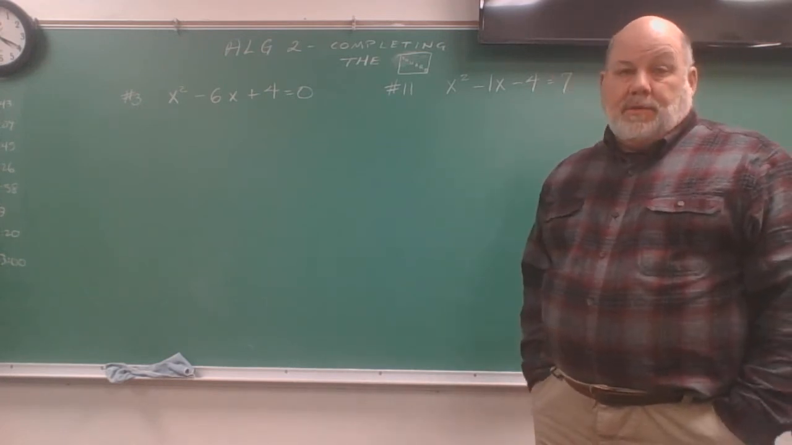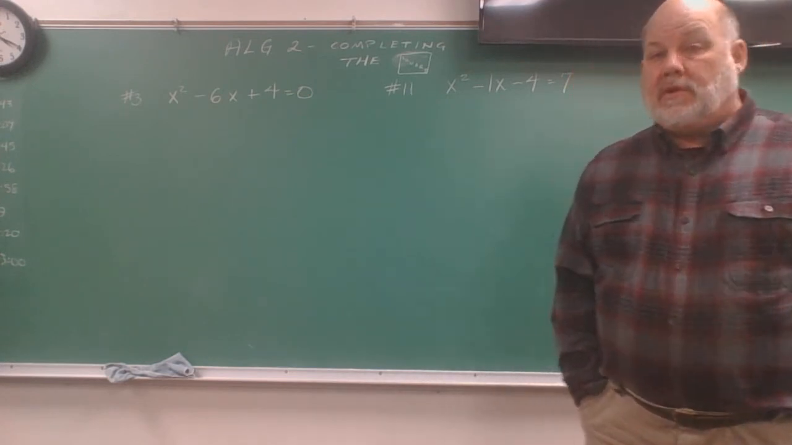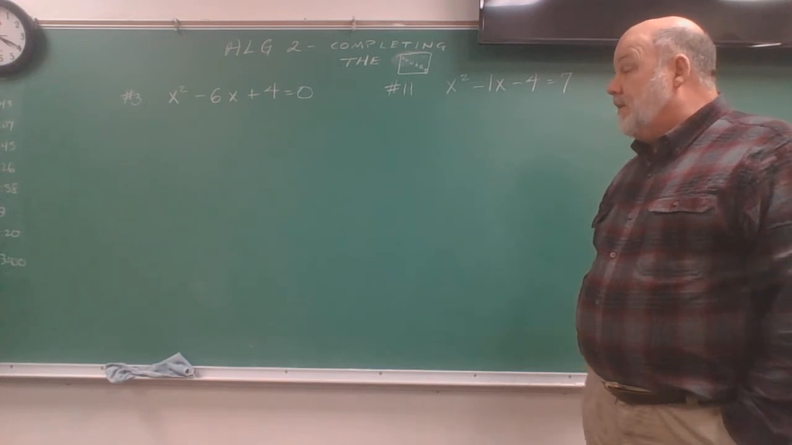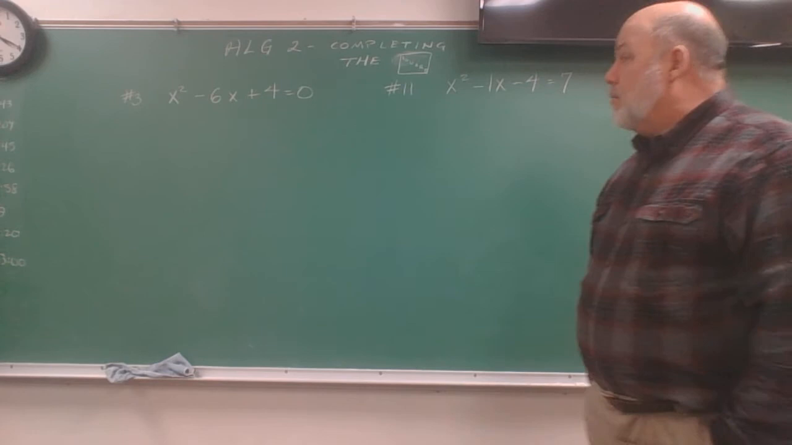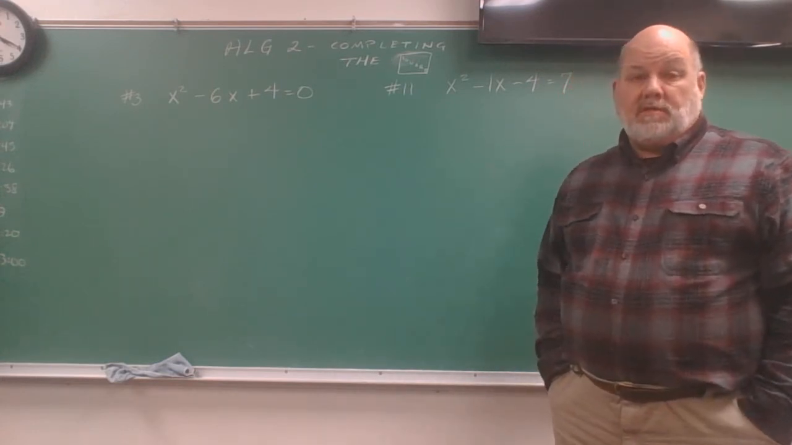I gave the examples on the worksheet, and I showed all the steps on how to do it, but I figured we might go over just a couple of them. There's number 3 up there. It's already written as x squared minus 6x plus 4.